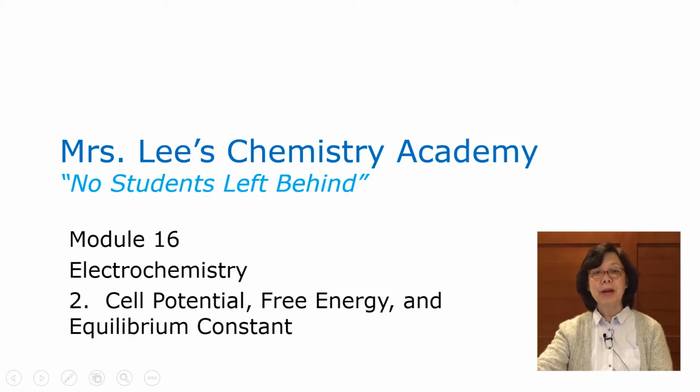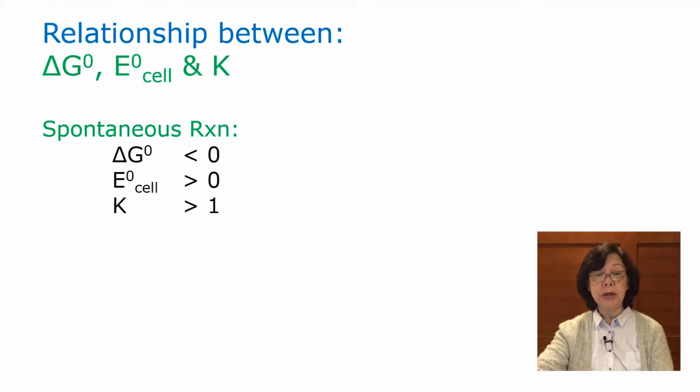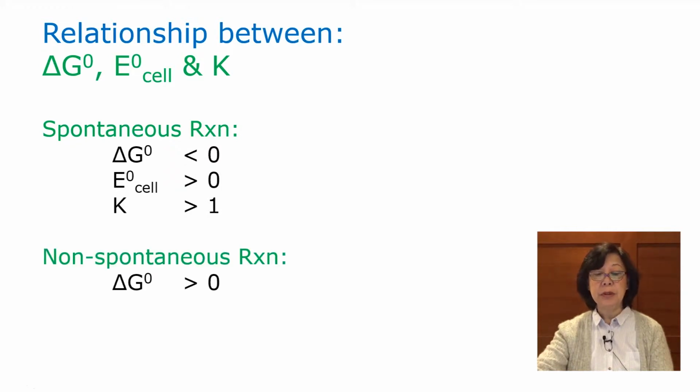Hi everyone, today we're going to talk about cell potential, free energy, and equilibrium constant, and their relationship. When a reaction is spontaneous, we know that the Gibbs free energy is negative, the cell potential is positive, and the equilibrium constant is greater than 1. For a non-spontaneous reaction, Gibbs free energy is positive, cell potential is negative, and equilibrium constant is less than 1.